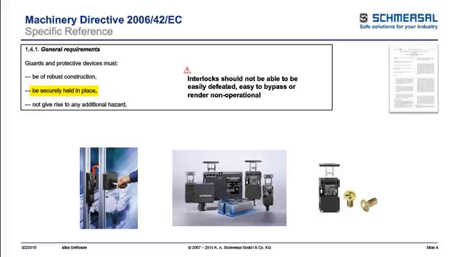So interlocks should not be able to be easily defeated, easily bypassed, or rendered non-operational. They have to be functional to protect people from getting seriously hurt. In doing that, when you go through your risk assessment process, that may also mean considering what additional measures you have to incorporate to minimize that type of manipulation from even occurring.